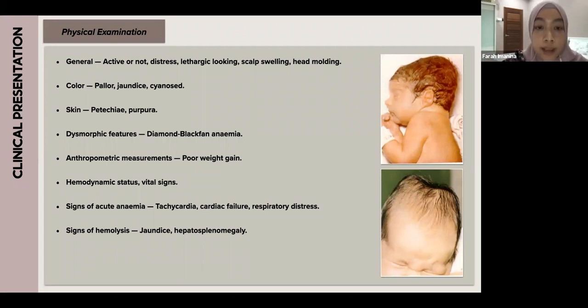Dysmorphic features in Diamond-Blackfan anemia, for example, they can come with hypothyroidism or microcephaly. Okay, anthropometric measurement, very important because they might have poor weight gain. And another thing, hemodynamic status and vital signs, because the baby might be in shock in case of blood loss. Okay, and then specifically for anemia, any tachycardia, cardiac failure, for example, they may have gallop rhythm and also distress. Signs of hemolysis, for example, jaundice and hepatosplenomegaly.